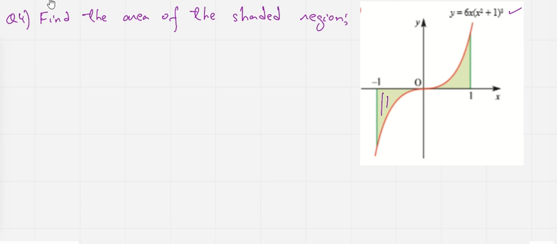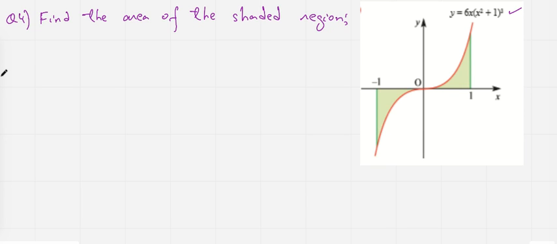Either you find the area of the region from -1 to 0, and then find the area under the curve from 0 to 1, and then add up these two areas, or you can integrate from -1 to 1, and you are going to get the total area of the shaded region as well. There are two ways of doing that. So I'm just picking my second method, and I'm going to integrate directly from -1 to 1.